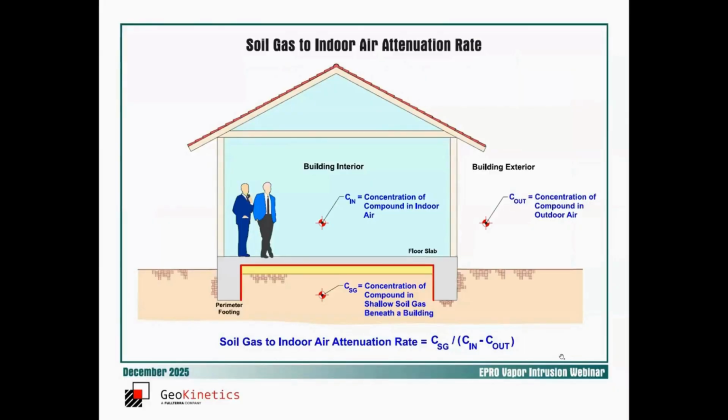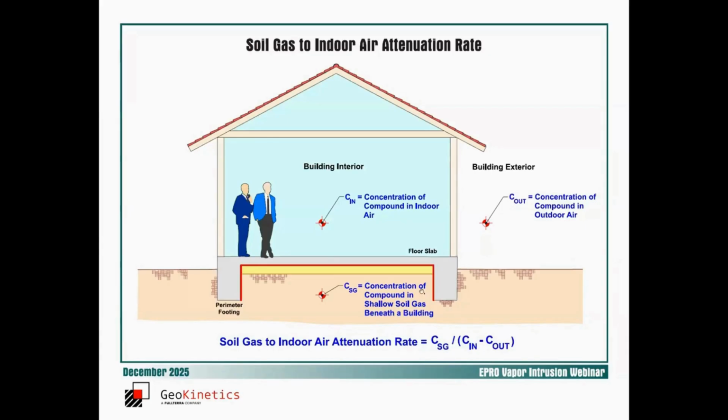The third and one of the most critical types of testing I'll talk about is post-installation performance testing. The soil gas to indoor air attenuation rate for a barrier system is dependent upon both the characteristics of the membrane that you're using and the other components of that system, the ventilation components, and to a large extent, it's dependent upon the quality of the installation. You can take a good membrane and basically ruin it if it's not installed properly.